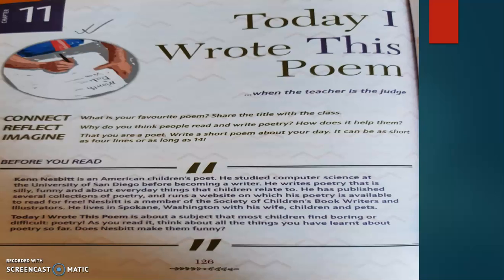He has published several collections of poetry and runs a website on which his poetry is available to read for free. Nesbitt is a member of the Society of Children's Book Writers and Illustrators. He lives in Spokane, Washington with his wife. Spokane is the place in Washington where he lives with his wife, children and pets.